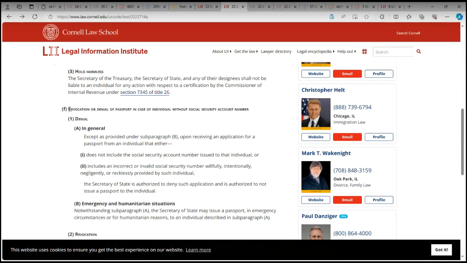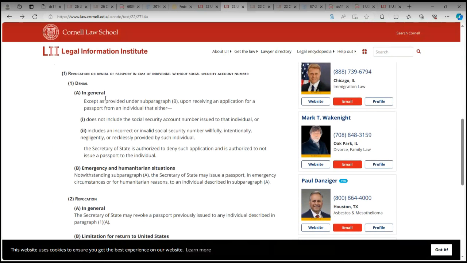So F, revocation or denial of passport in case of individual without a Social Security account number. So this is the application without the number. A, 1A, except as provided under subparagraph B, upon receiving an application for a passport from an individual that either does not include the Social Security number issued to that individual, or includes an incorrect or invalid Social Security number, willfully, intentionally, negligently or recklessly provided by some individual.